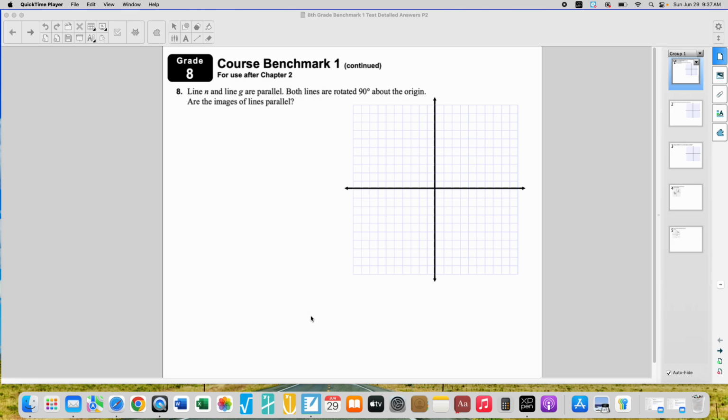Continuing on, this is grade 8, benchmark 1 test. This is page 2, which will be continuing on from the problems that we did 1 through 7. Here we're going to do 8 through 11.